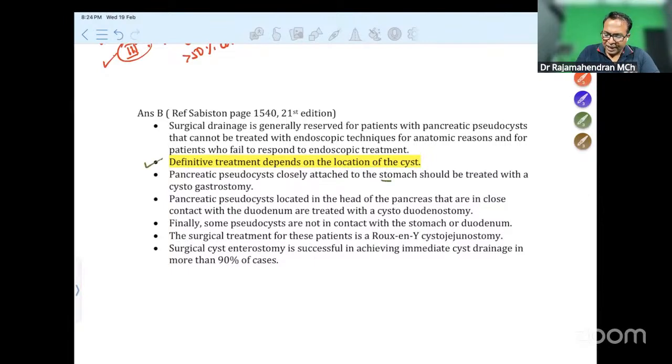Pancreatic pseudocyst closely attached to the stomach will be treated by cystogastrostomy. Those located in the head of the pancreas, in close contact with the duodenum, are treated by cystoduodenostomy. Some pseudocysts are not in contact with the stomach or duodenum; go for cystojejunostomy. Surgical cyst enterostomy is successful in achieving immediate cyst drainage in more than 80% of cases. So don't forget this point.